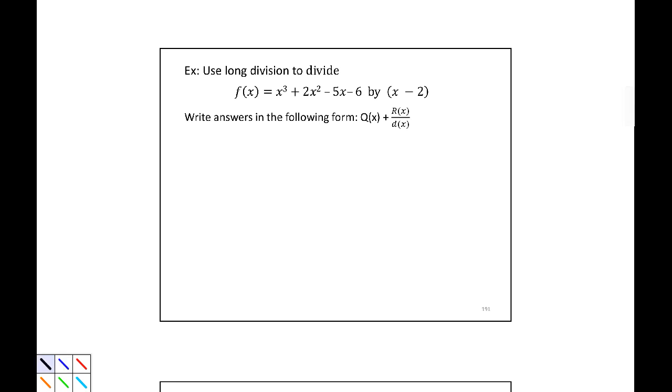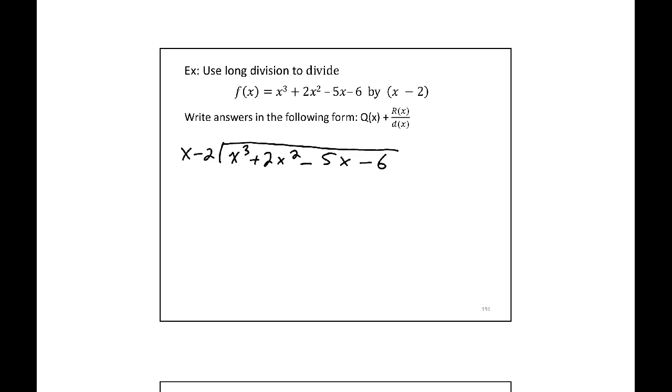Use long division to divide f of x equals x cubed plus 2x squared minus 5x minus 6, and we're dividing this by the factor x minus 2 as a quantity. We'll write our answers in the form we discussed previously. So I'm going to write this down as x cubed plus 2x squared minus 5x minus 6. There are no missing terms. We have a cubed term, a squared term, a linear term, and our constant term. And we're dividing that by x minus 2.